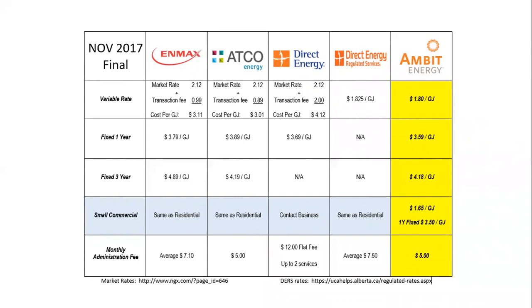That's going to be an average. There's different prices depending on where you live, the meter, north, south, ATCO, all this kind of stuff. But the average price is around $7.50. So for us, it's a $2.50 savings a month. It's going to be $30 a year.